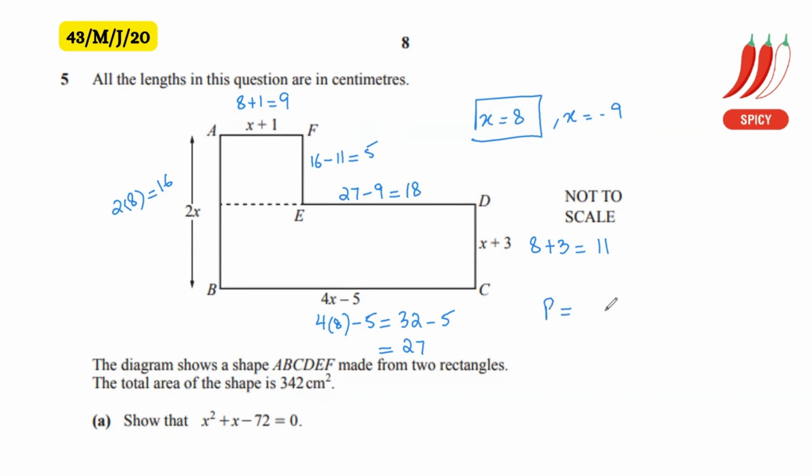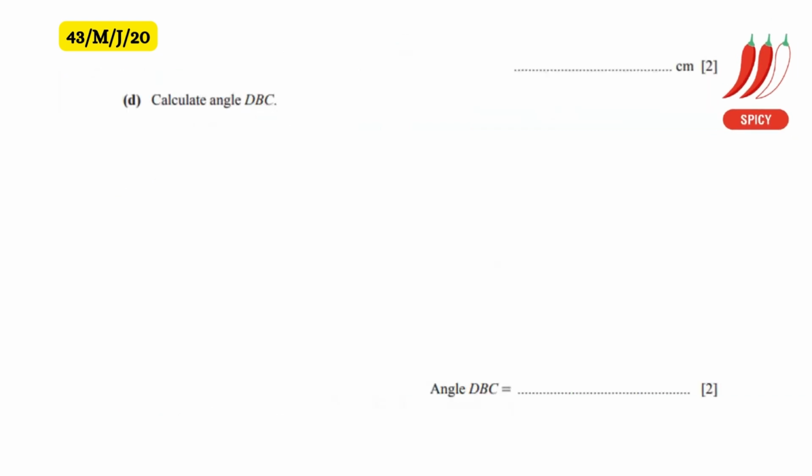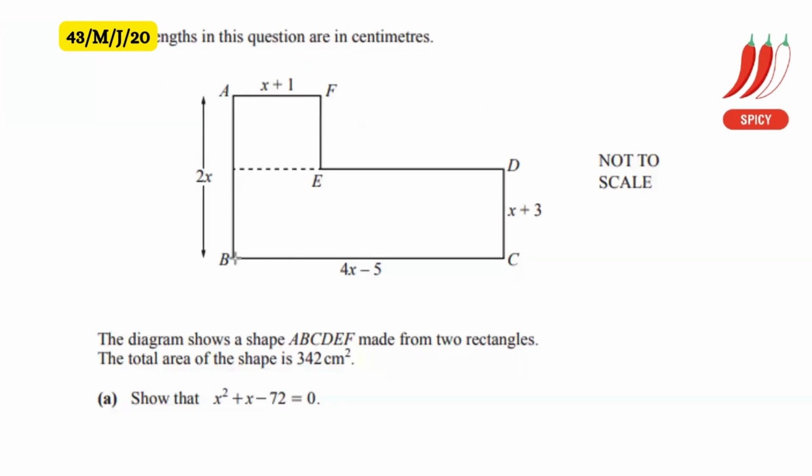So your perimeter would be 9 plus 16 plus 27 plus 11 plus 18 and then plus 5. And that is going to equal 86 centimeters. That's your perimeter. Then it says calculate the angle DBC. So you draw a line that connects DB first. This is the angle they want us to find. So this was 11. This was 27.